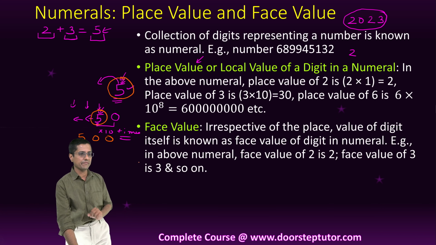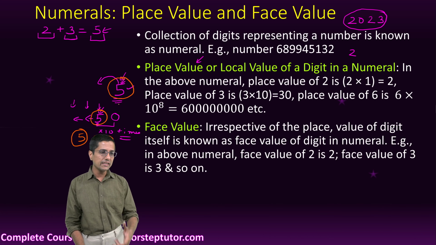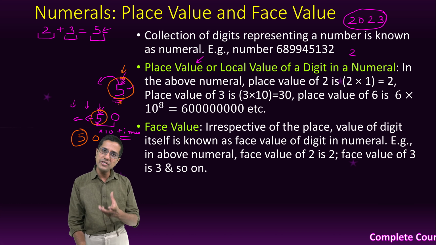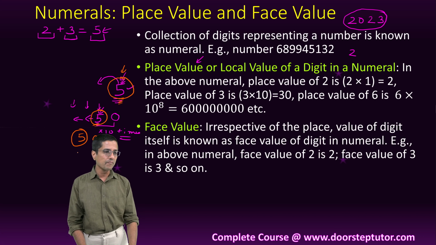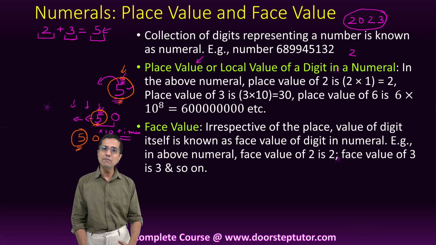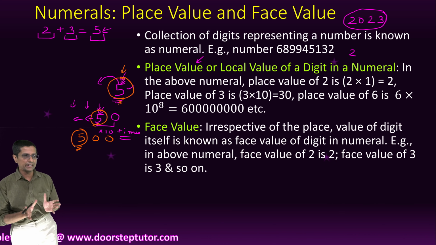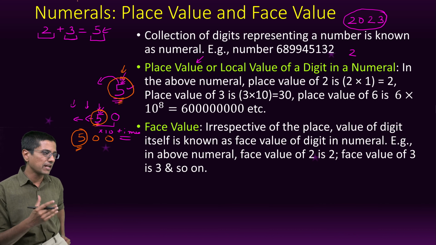It remains 5. Whereas the place value changes, because this numeral 5, this digit 5, is occupying 3 different places. Here it is in the units place where its value is just 5. Here it's in the tens place where its value is 50, and here it's in the hundreds place where its value has become 500. So that is what we mean by place value and face value.